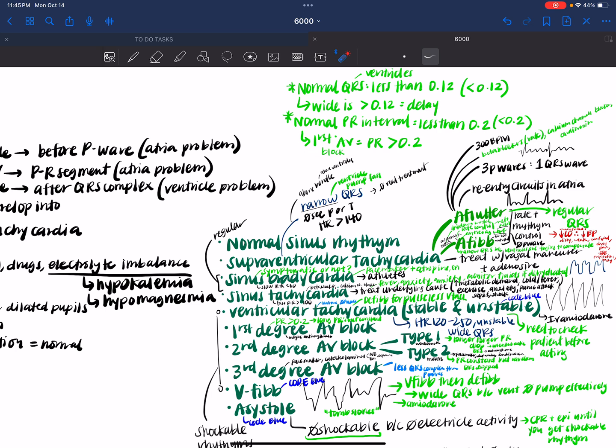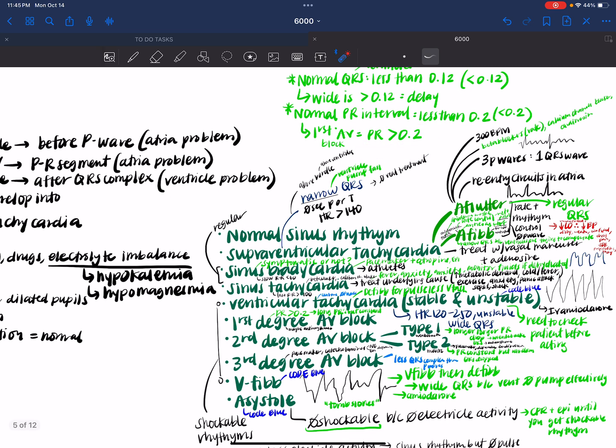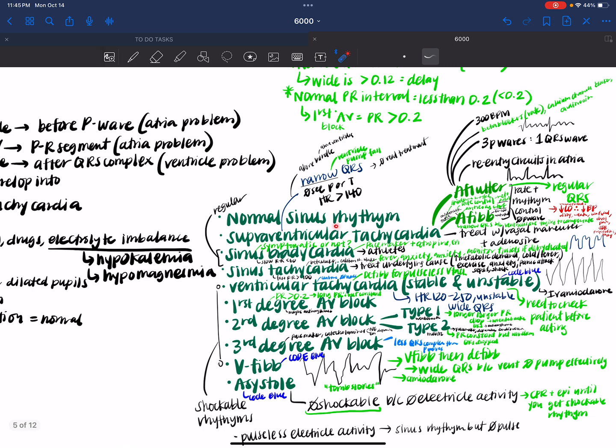First degree AV block, you'll see a PR more than 0.2, and that's a delay. Any kind of blocks or delays. Okay, normal sinus rhythm, we know obviously what it is. P, QRS is there, T is there, and the rate is between 60 to 100. And it's regular R to Rs.